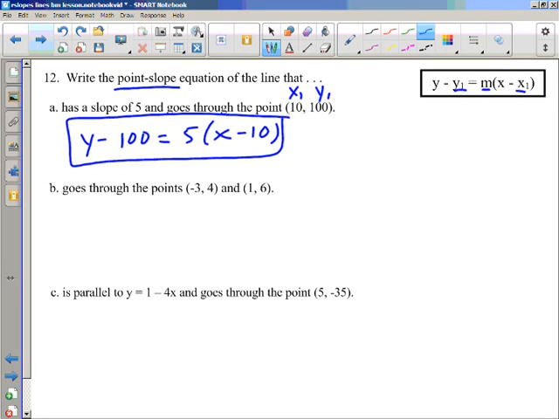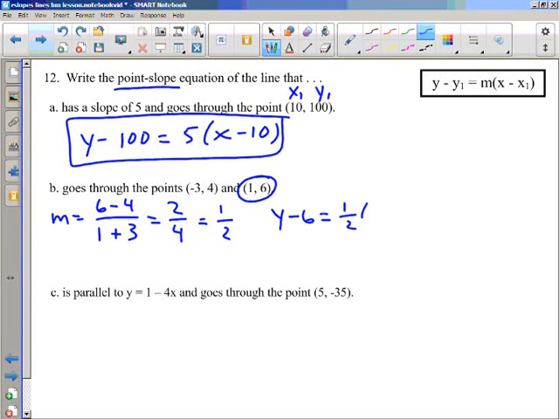For part B here, we've got 2 points, so we don't know the slope directly, but we do have a way of getting it from that previous problem. If we recall that m equals y2 minus y1 over x2 minus x1, a negative, in this case, is plus. So we get a 2 over 4 reduces to 1/2. And now I can choose either one of these points. I'm going to use the one that doesn't have a negative, although it won't matter, and write y minus 6 equals 1/2 x minus 1. You could use either point.